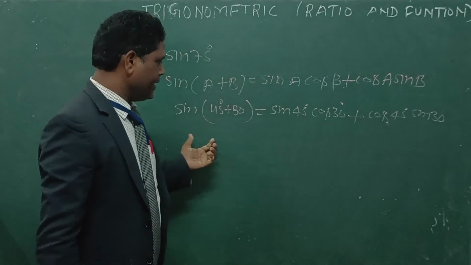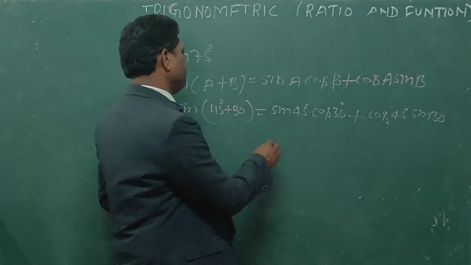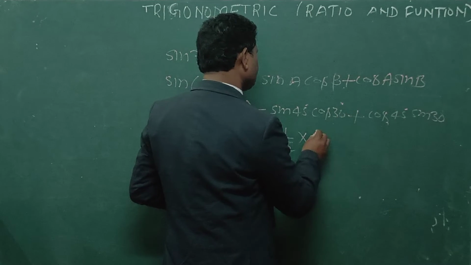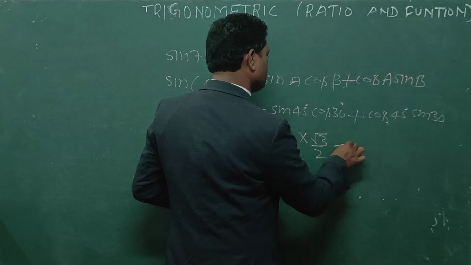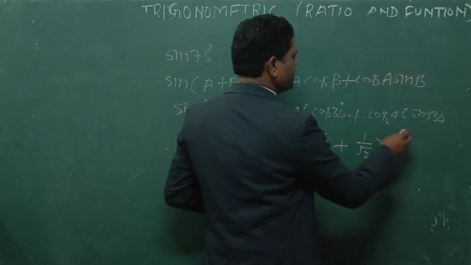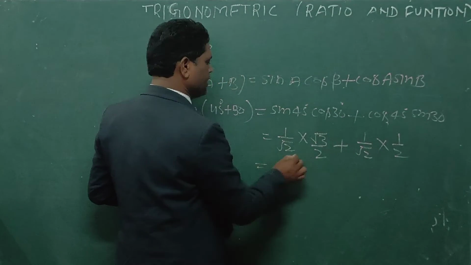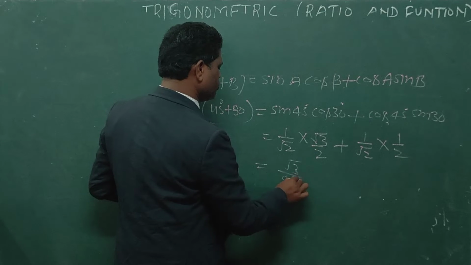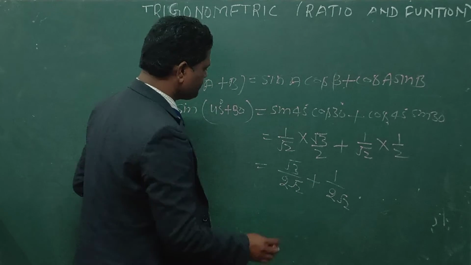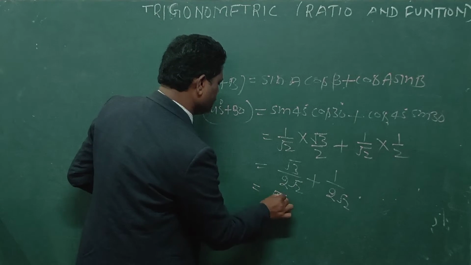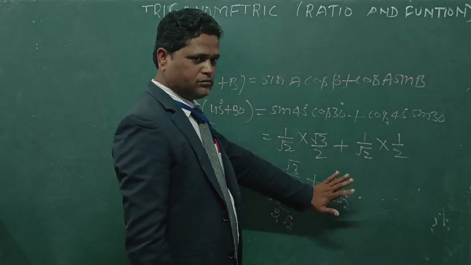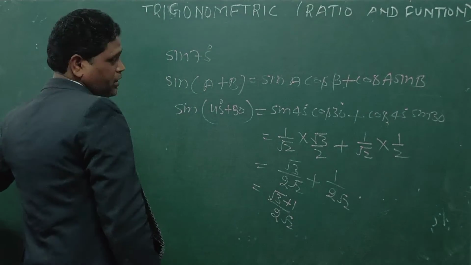We have already explained these values. Sin 45 degrees is 1 by root 2 and cos 30 is root 3 by 2, plus cos 45 degrees is 1 by root 2 into sin 30, which is 1 by 2. Multiplying, we get root 3 by 2 root 2 plus 1 by 2 root 2. We can write this as root 3 plus 1 by 2 root 2. If you want to rationalize it, you can rationalize here. And after that, only one question.